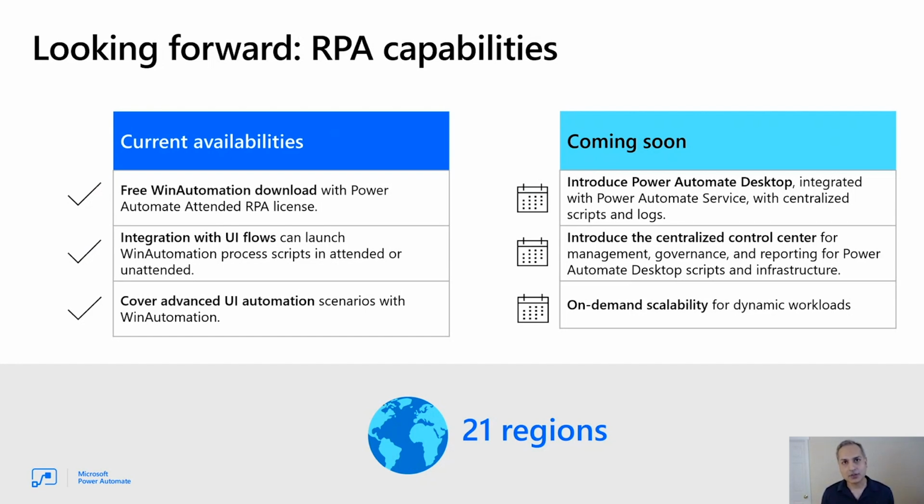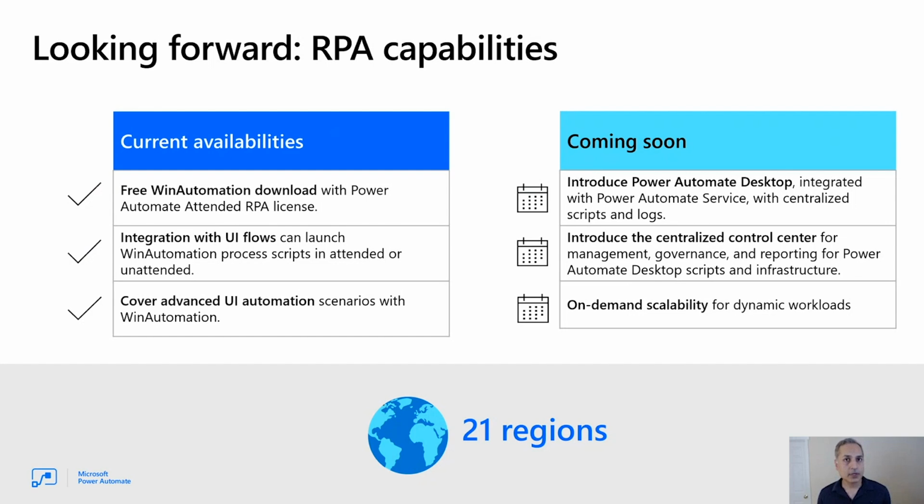At Ignite, what we are announcing is the public preview of the tool called Power Automate Desktop. And with Power Automate Desktop, which is an evolution of the Win Automation tool, it integrates natively with the Power Automate service, and you have centralized scripts and centralized execution logs. With that centralization, we're also looking to build a centralized control center for management, governance, and reporting of these scripts that you define with Power Automate Desktop.